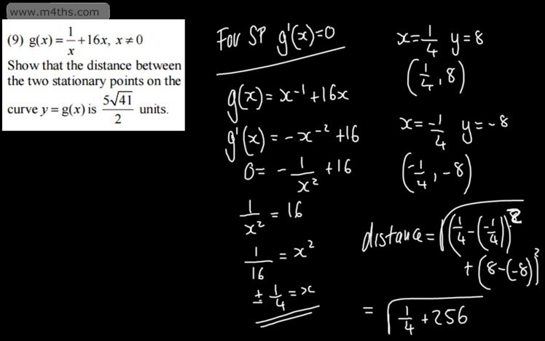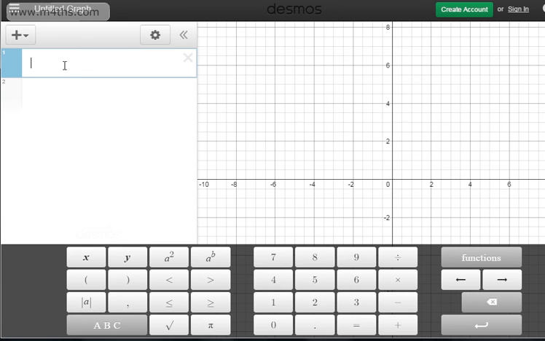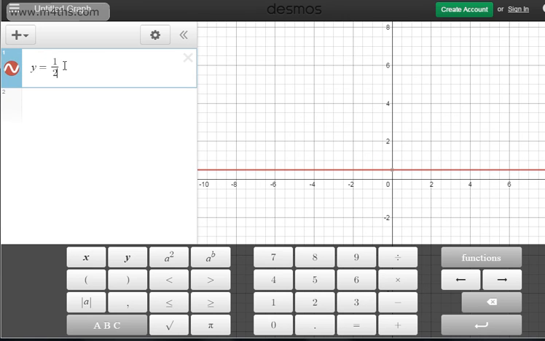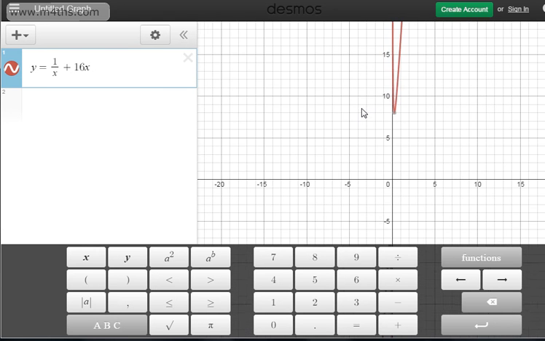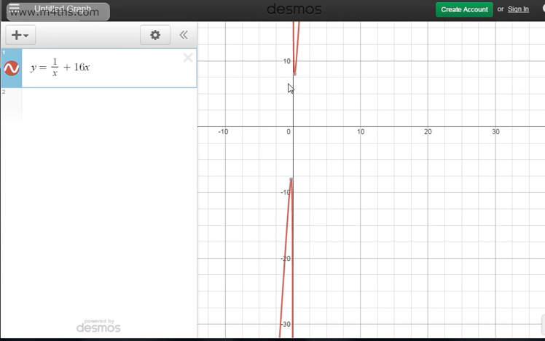If you wanted to look at this graphically, we could do that. Let's put this in. So y is equal to 1 over x, plus 16x. There we go. And let's just scroll in. Okay, so this is what we've got. So we can see this point right here is 1/4, comma 8. That point here is negative 1/4, comma negative 8.